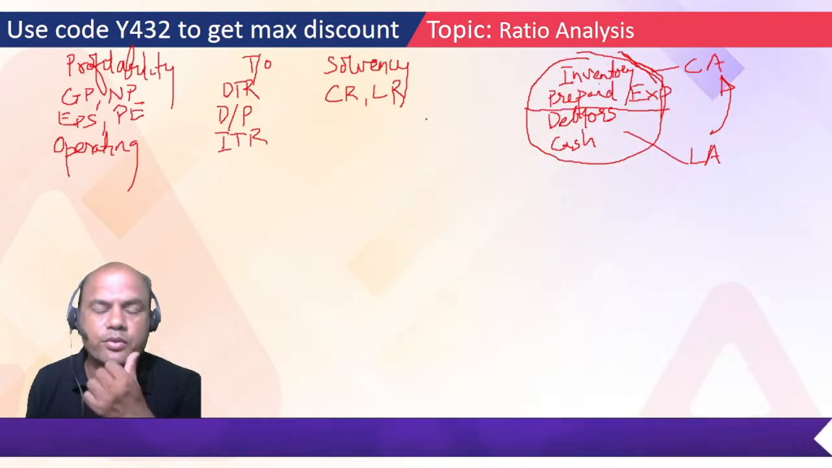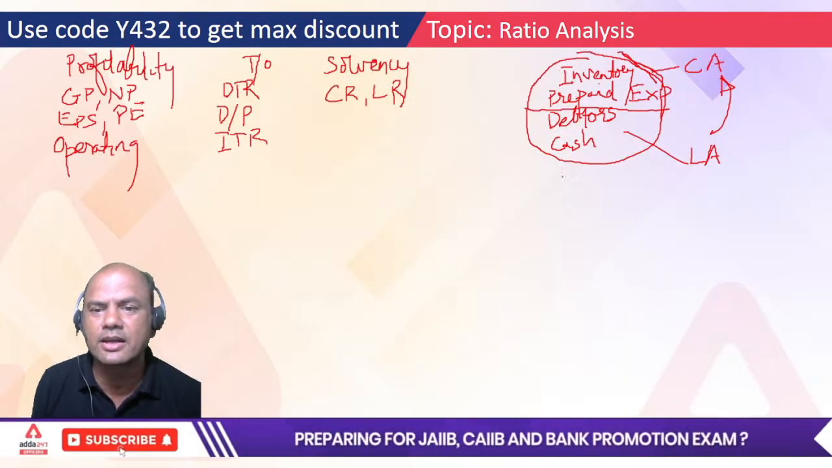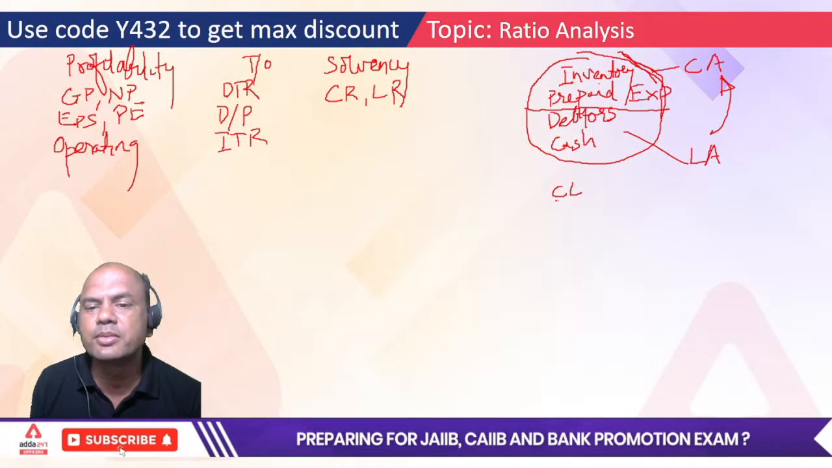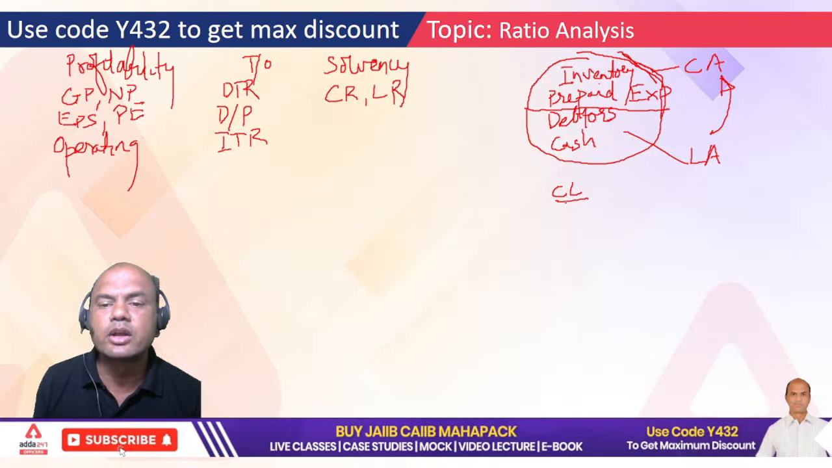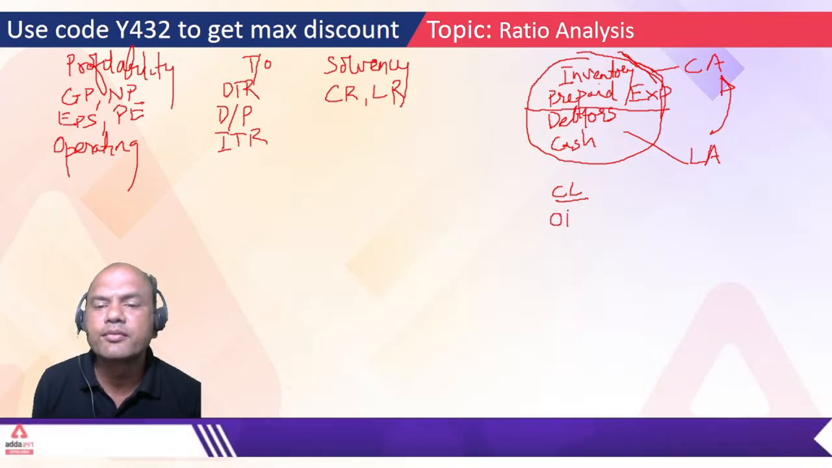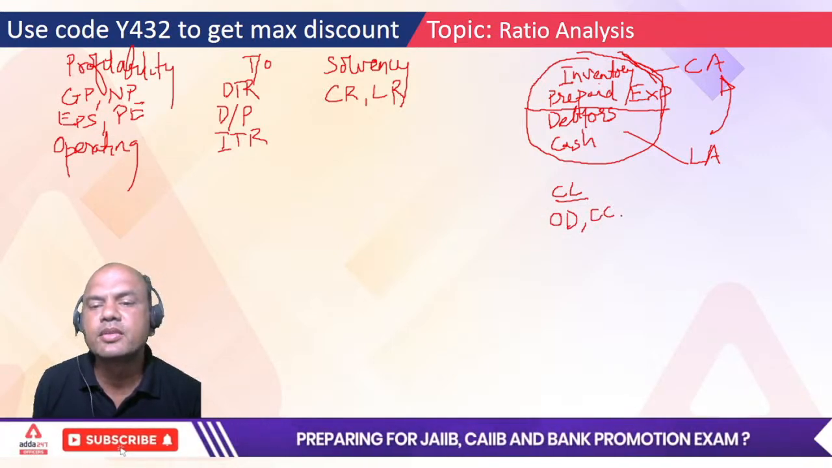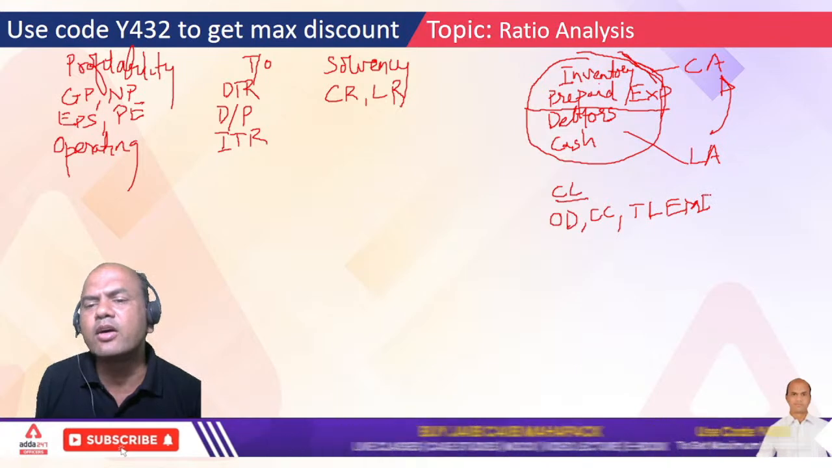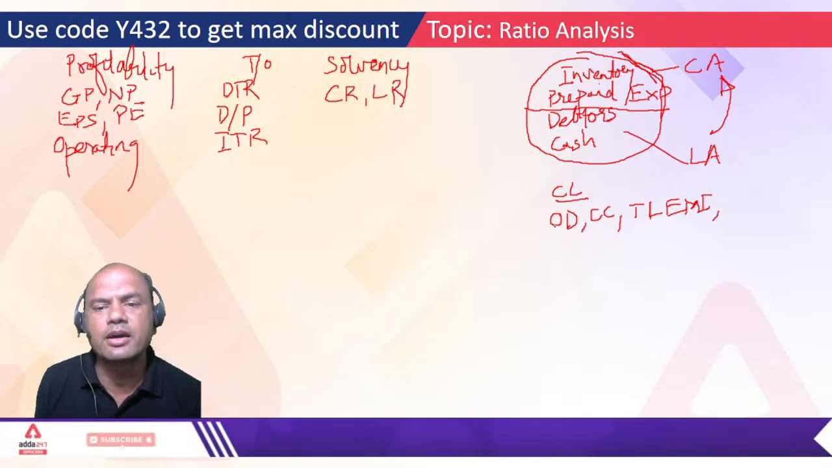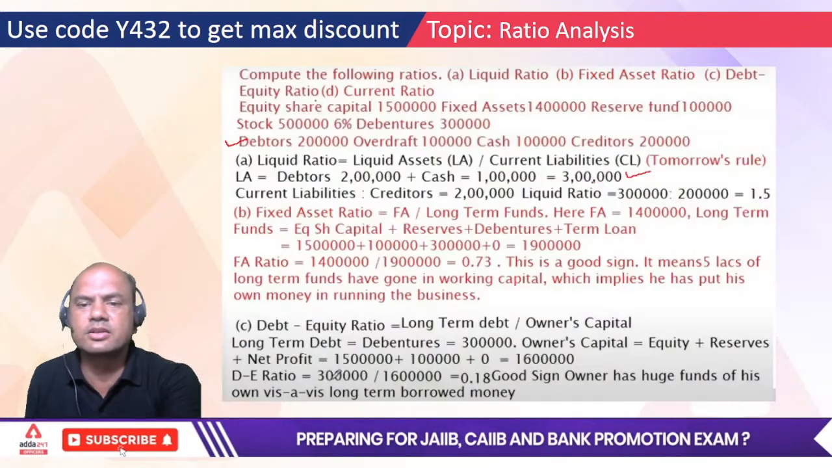Here there are always 4 to 5 parts in current liabilities. Current liabilities will be all short-term liabilities which are to be paid within 1 year. So it will be what? OD, then CC, then term loan EMI. Remember this, term loan EMI. Then all payables, anyone you have to pay urgently, all these are current liabilities.